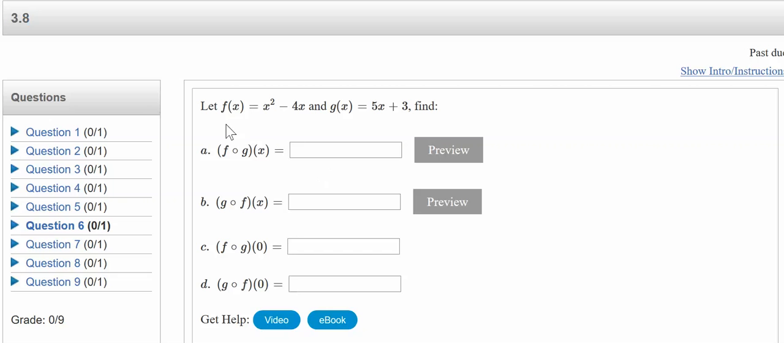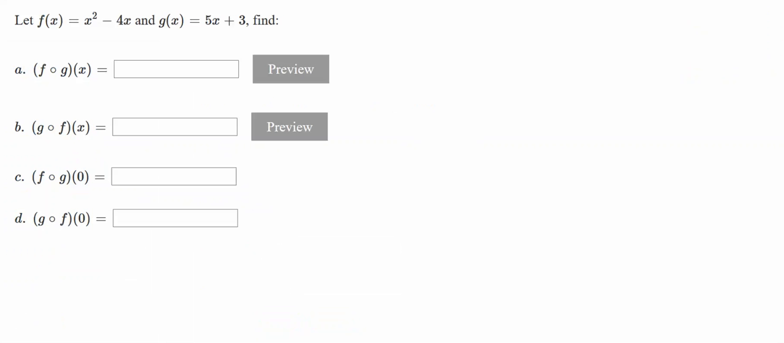So it says let f of x be x squared minus 4x, and g of x be 5x plus 3. Can you find something called the composition? So it's f composed with g, then g composed with f, then f composed with g composed with f of these zeros. So what we're going to do is build a generic function first. Once we build those, we'll figure out c and d. So let's try these.